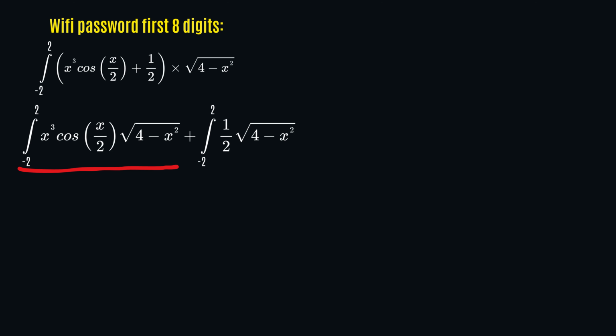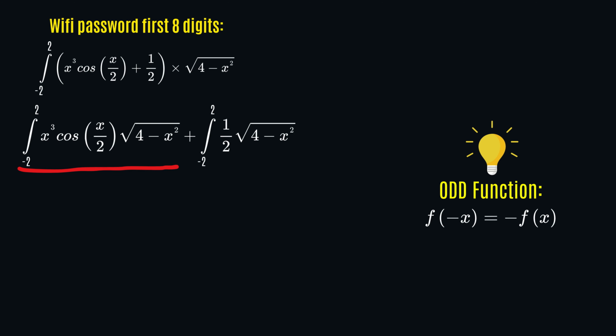Actually, to solve this integral, we don't even need integration techniques or anything. We can only look at the property of the function. The key is now to recognize this is an odd function. To prove this is really an odd function, we can calculate f of minus x equals minus f of x. If this is true, this whole function must be an odd function. So let's do that real quick.